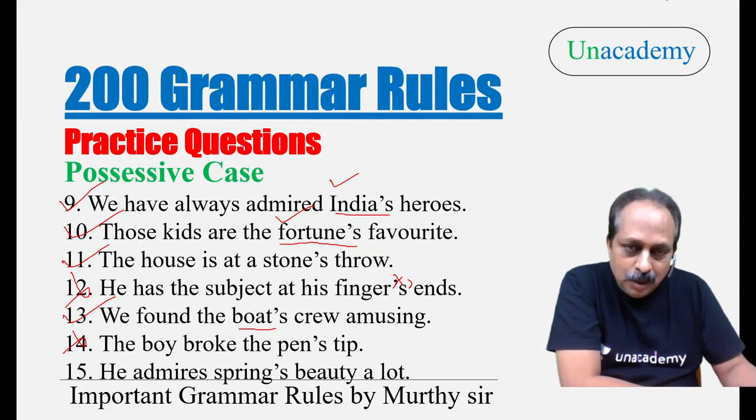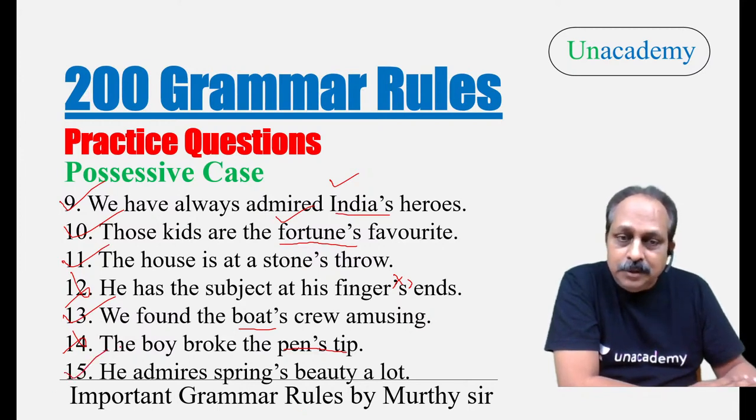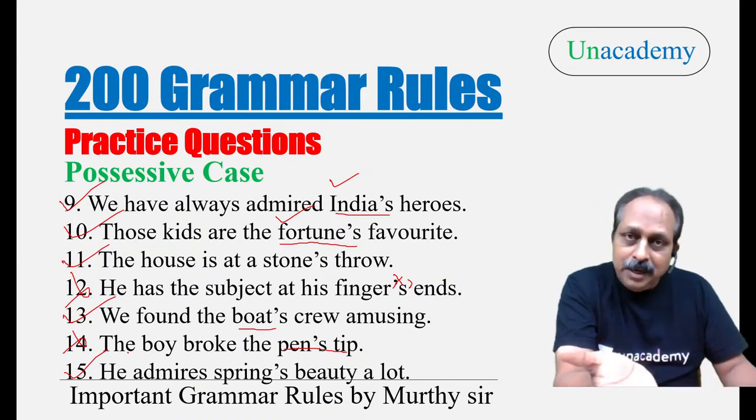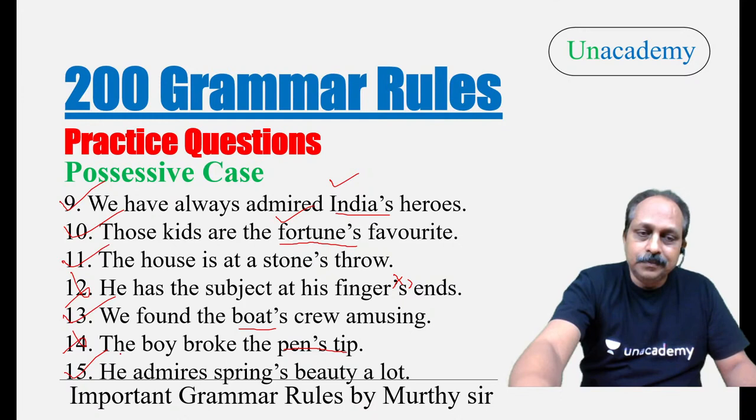Now let us go to the last one. Last one is right or wrong? Tip of the pen. And he admires spring's beauty a lot. 15 is correct. What is the reason? Spring, feminine gender, the most beautiful season, and the gender attributed, you can use a possessive case.